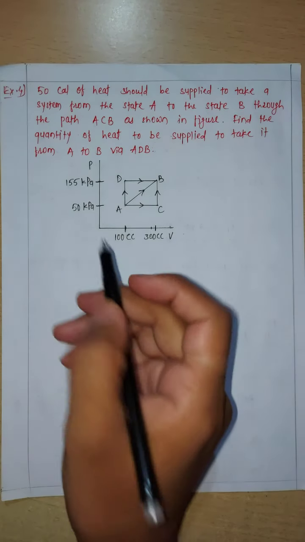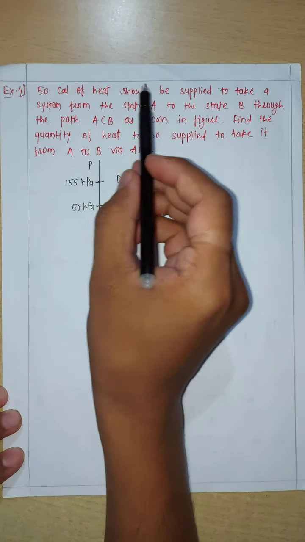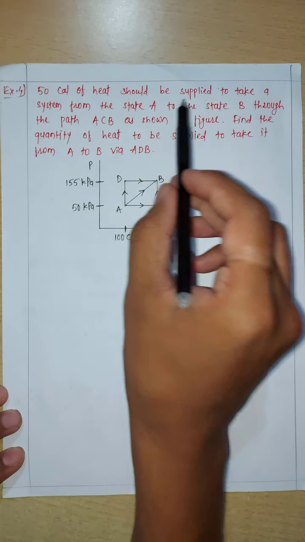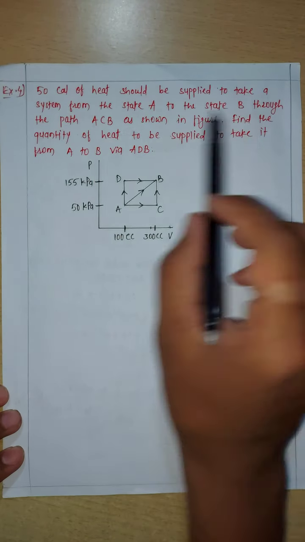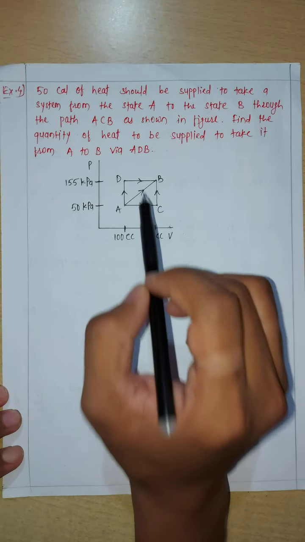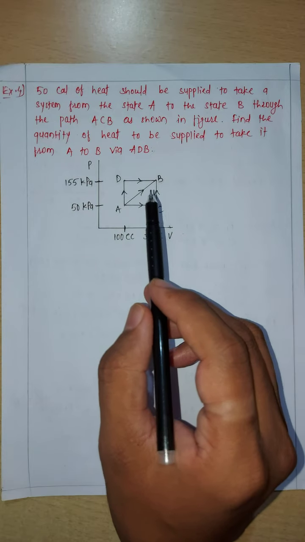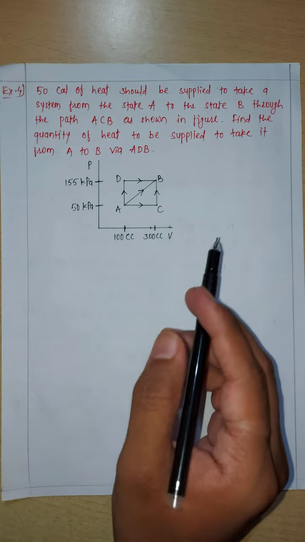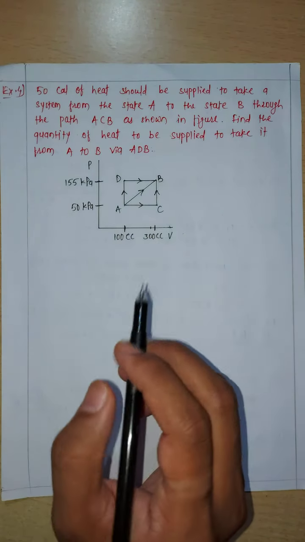Now we will move further to the next problem: 50 calorie of heat should be supplied to take a system from state A to state B through the path ACB as shown in the figure. Find the quantity of heat to be supplied to take it from A to B via ADB. They have asked you to calculate the heat supplied to the system when it moves via ADB.